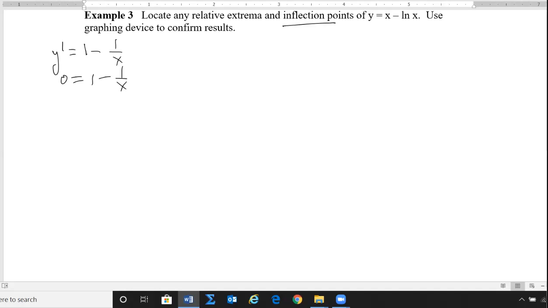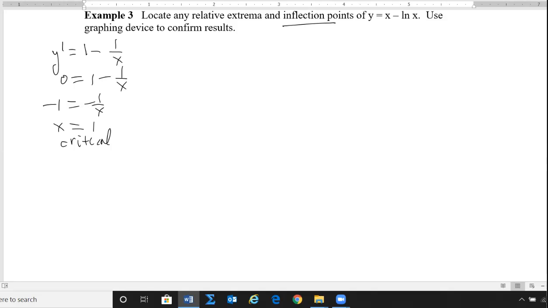Let's see, that would be negative 1 equals negative 1 over x. So x equals 1. Okay, so x equals 1 is critical. Here notice that x equals 0, which is a possible place for an undefined derivative, is not in the domain anyway. So we'll ignore that. So we have a critical number.